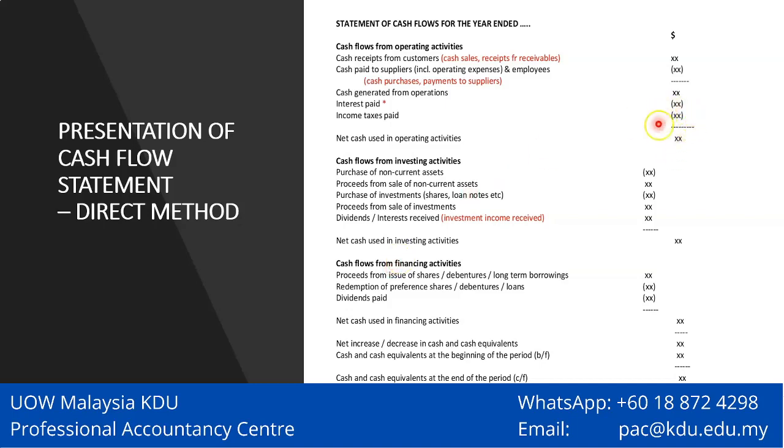Any taxes paid for the year should be included here, but be careful. We often pay our taxes late because we have to wait for the year to be over first before we make payment for our taxes. So if that's the case, be very careful. You may not be paying this year's tax. The tax paid here could be from previous years. You may need to do some adjustments. This will give you net cash used in operating activities.